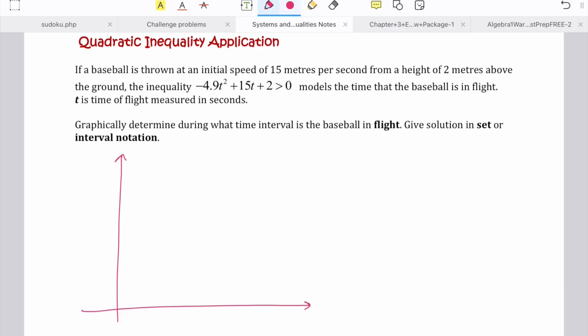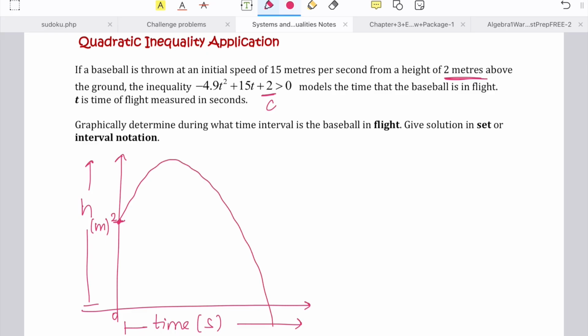T is your seconds and H is your height. So this will be my height in meters and time in seconds. Okay, this is my 0. And you know your C value is 2. So over here, it's starting at 2 as well. You guys know that because it's 2 meters, right? And its initial speed is 15 meters per second, right? So it'll be like that, right?